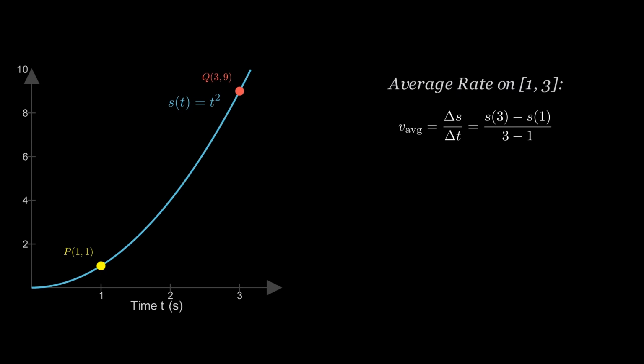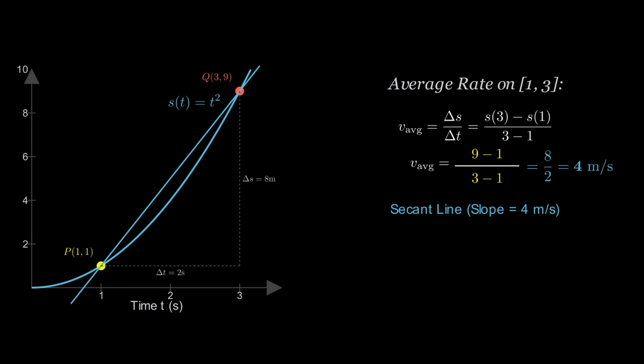If we calculate the average speed over this entire 2-second window, we divide the change in position by the change in time. 9 minus 1 divided by 3 minus 1. This gives an average speed of 4 meters per second. Geometrically, this average rate is the slope of the secant line connecting our two data points.